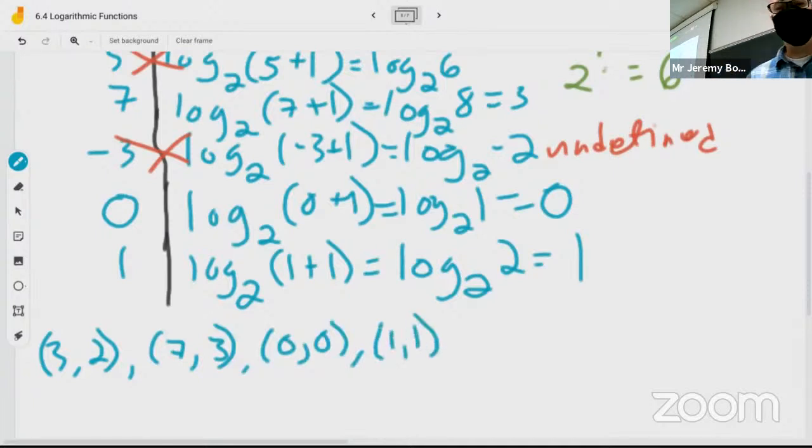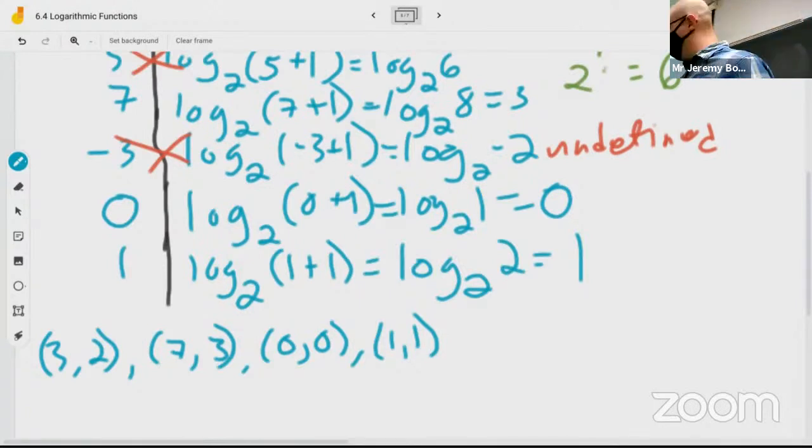So those are the points we got. Any questions on finding the points? See, you have to be very selective on what you're going to choose for the x, and that's what makes it tough. You kind of got to think backwards a little bit, and people are struggling with it, but there's not any other way to do it.